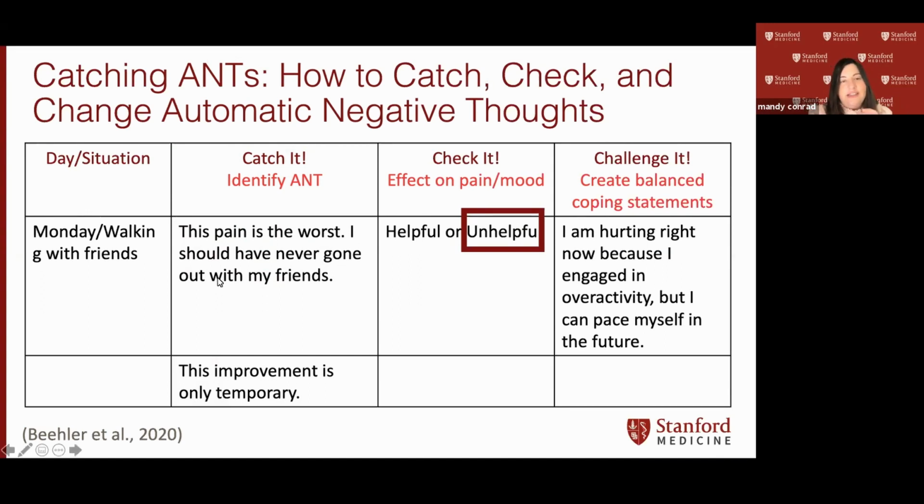So there could be truth to this. Like in this example, I'm having the worst pain I've ever felt, I maybe shouldn't have gone out with my friends. Maybe it is really true that you're having the worst pain that you've ever felt. However, they're balancing it out here by saying, I'm having pain now, I overdid it, but I can pace myself in the future.